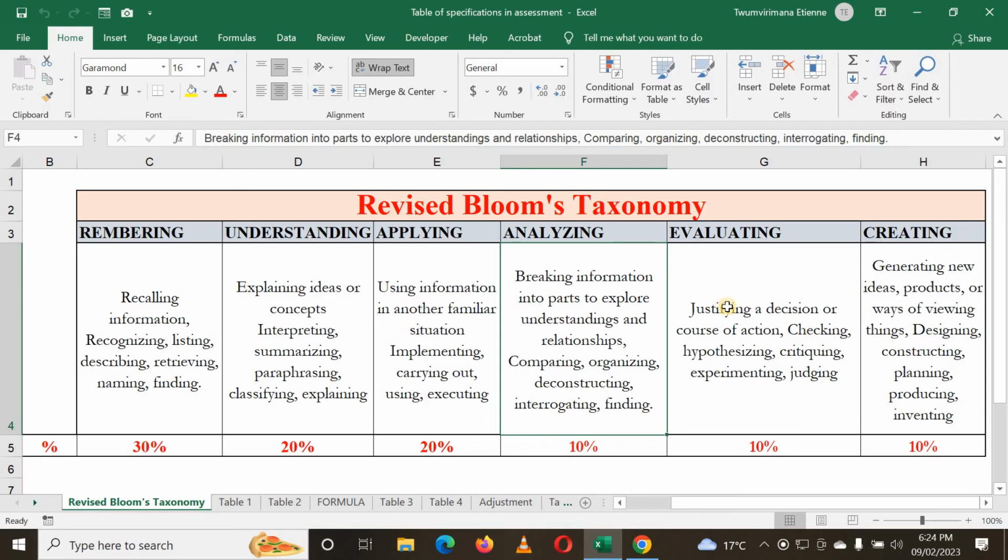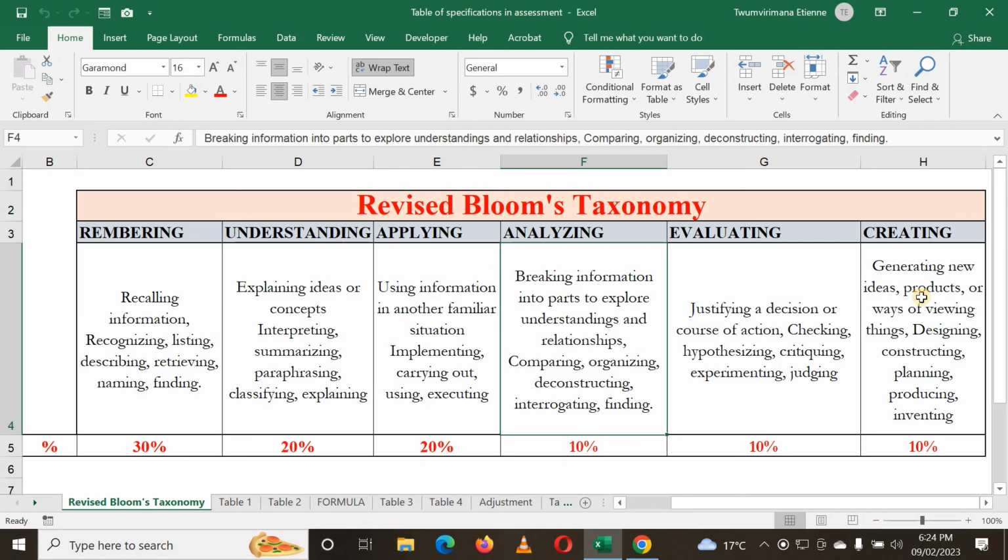During evaluating, think of justifying a decision or course of action. Checking, you're going to check. Hypothesizing. Critiquing, and here you have experimenting and judging. Now you see it is higher level thinking.